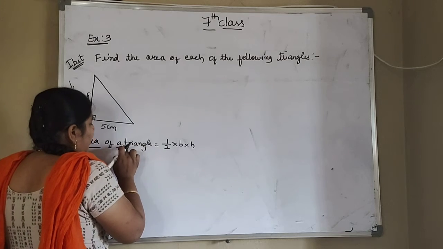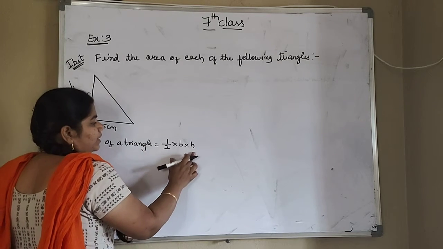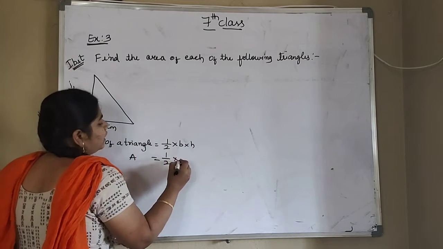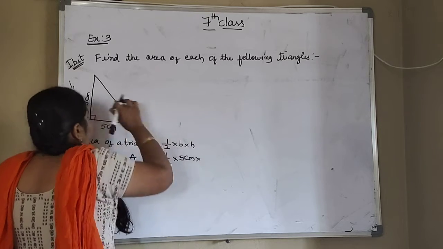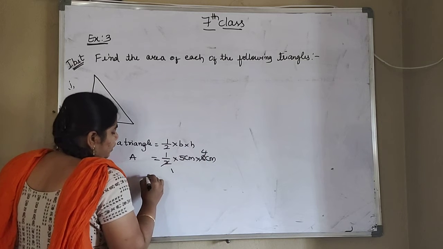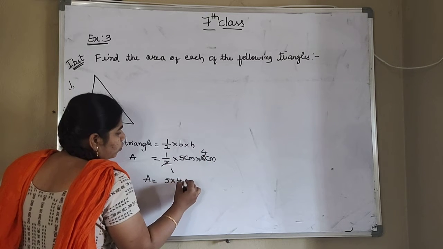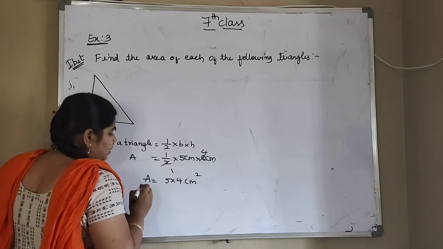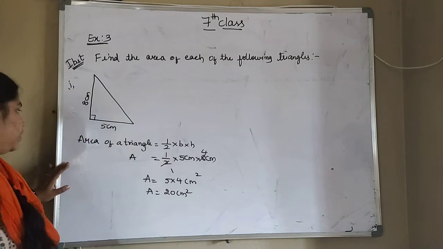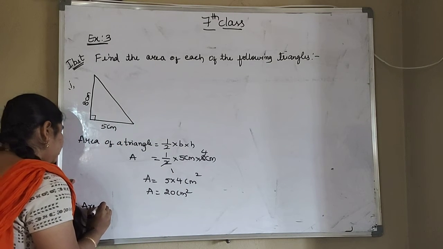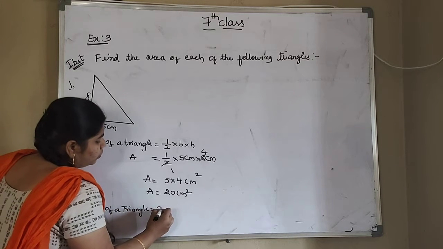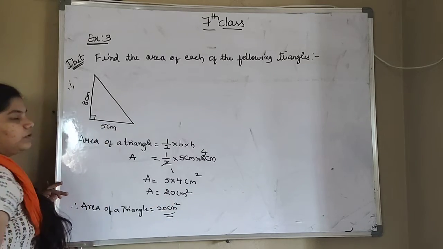The area of a triangle is half into base into height. So area is equal to half, a constant value, base value 5 centimeters and height value 8 centimeters. We can cancel: 2 ones are 2, 2 fours are 8. What is remaining is 5 into 4, and centimeter into centimeter will be centimeter square. So the area will be 20 centimeter square. Therefore the area of the triangle is equal to 20 centimeter square. This is our first bit.